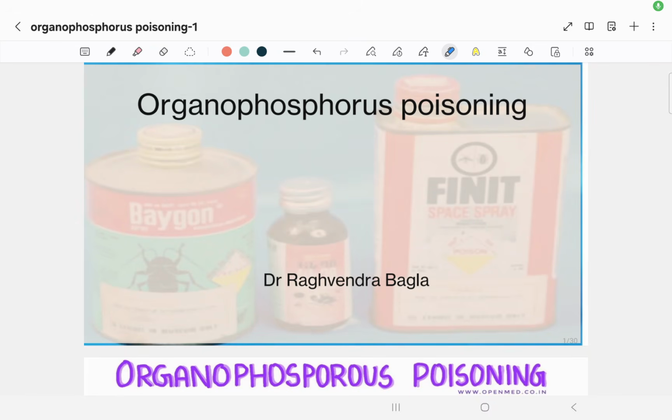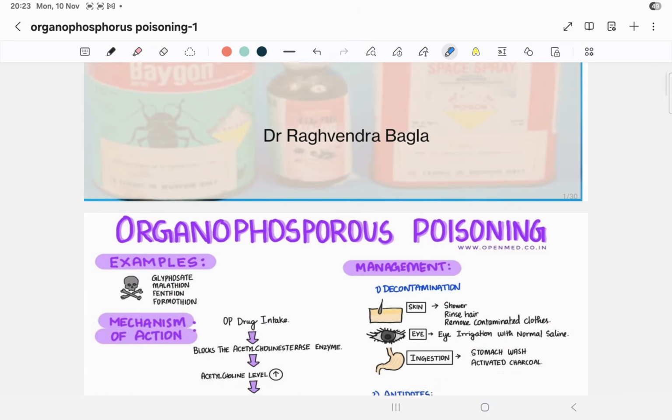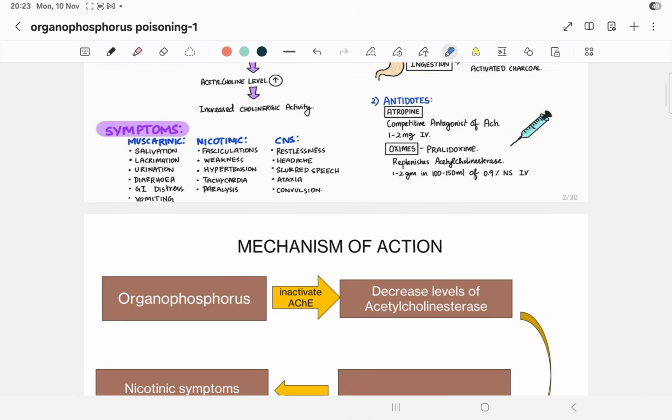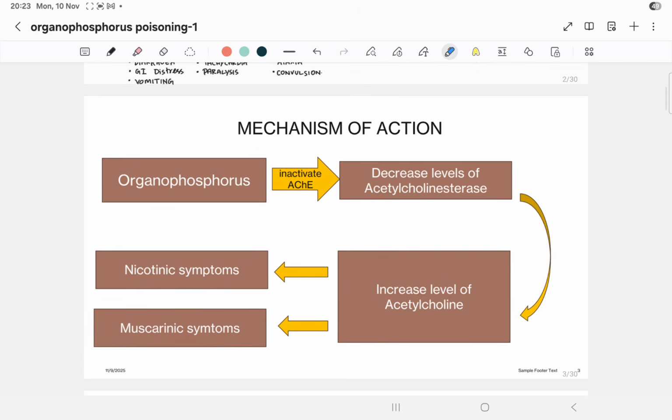Welcome to the module on organophosphorus poisoning. In the next slide, I have just summarized everything regarding organophosphorus poisoning. This slide, or this picture, can be very helpful for last minute revision. But let's start with organophosphorus poisoning.